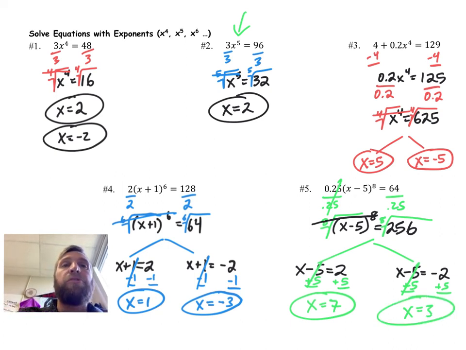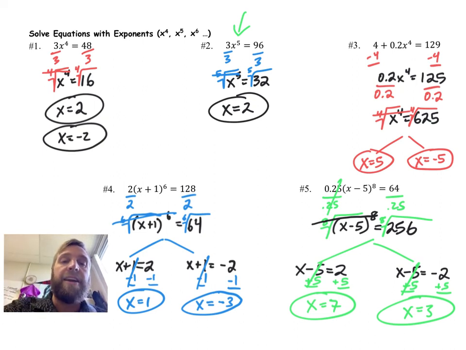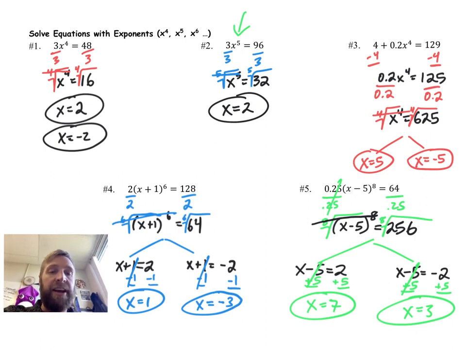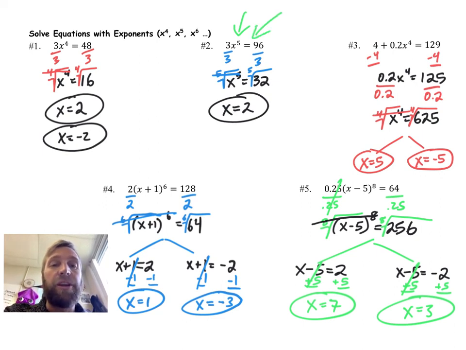And there's all your problems for solving equations with exponents when you are greater than just x squared and x cubed. Keep in mind, anytime you have an even exponent, we're looking for two possible answers, a positive and a negative. Anytime we have an odd exponent like we do up top, no worries, there's only going to be one possible answer for those problems.